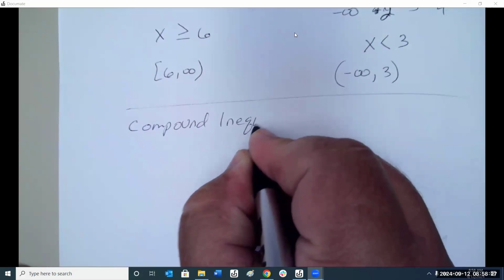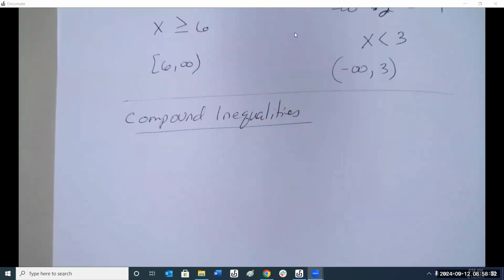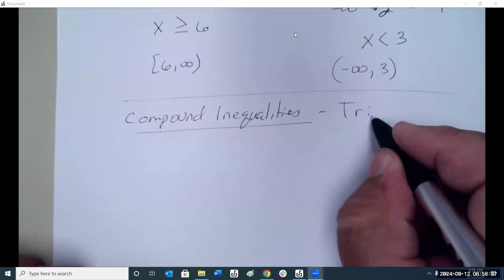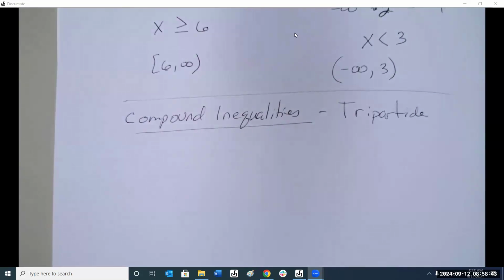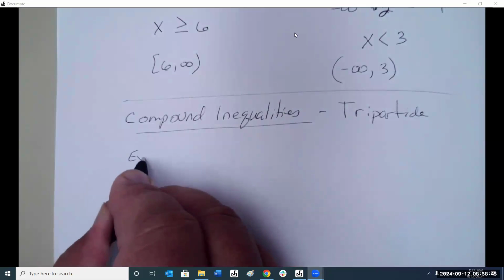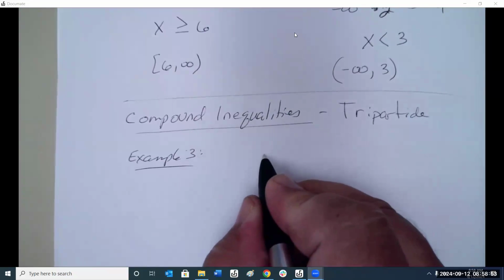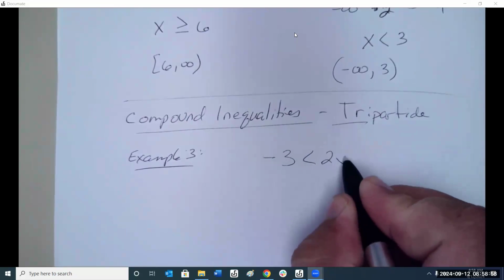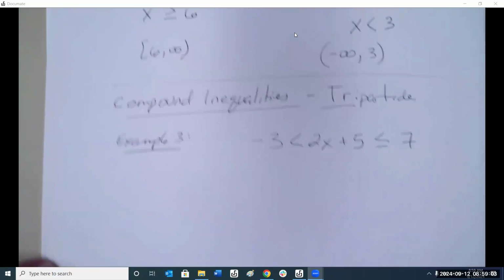Compound inequalities. This is when you have two or more inequalities in the same equation. It's usually called a tripartite. And the best way to explain this is by doing the example. A tripartite means you have 3 parts. Negative 3 is less than 2x plus 5 is less than or equal to 7.